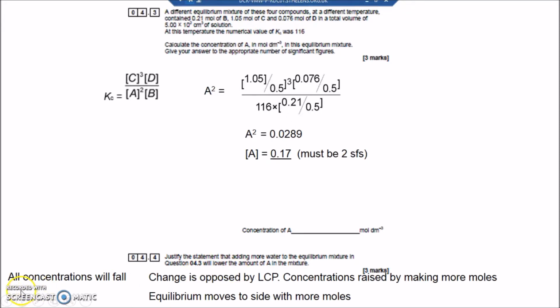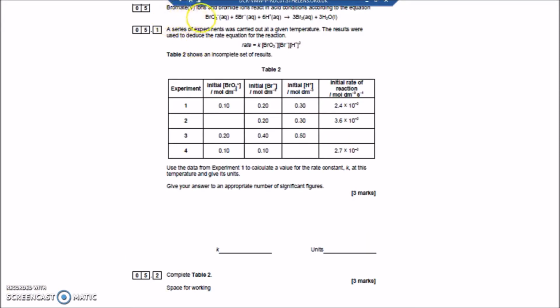Tough question, that. Question 5.1. Then I've got an equation and I've got a rate equation. So from my rate equation, if I've got a full set of data as I have in question 1, I should be able to work out the rate constant.